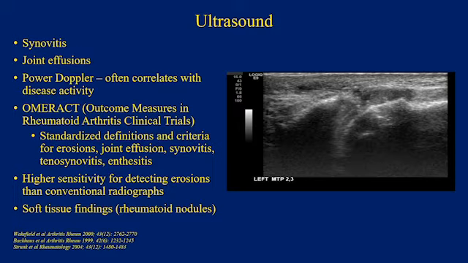There are various groups that have provided standardized definitions and criteria, which are quite useful for outcome studies and following these patients with arthritis. And the OMERACT group, as I'm sure you all know, has been very helpful in defining these criteria. We can use them for research studies to provide a standardized outcome and what everybody's looking at. Ultrasound has a higher sensitivity for detecting erosions than conventional radiographs, and we can see various soft tissue findings such as rheumatoid nodules. Next.